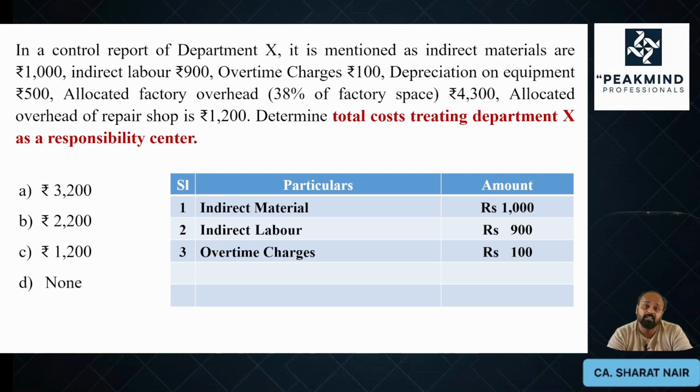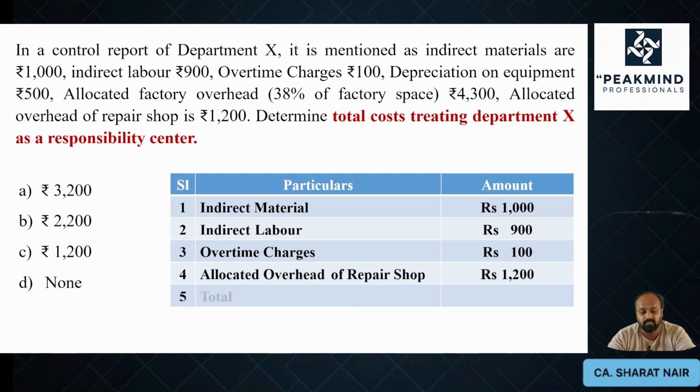Next, allocated factory overhead. It means what? Department X consumes 30% of factory space, irrespective of their volume of work. This cost will be there. So again, it is not in their control. So 4,300 shall be ignored. Then the overhead of the repair shop is 1,200. Here, what we need to understand is that the repair shop is a service department, and the share of the repair shop's expenditure, 1,200, is allocated to department X. Why would it have been allocated? Because that much department X would have consumed the services of the repair shop. So hence it shall be taken into consideration. Totaling all these things, I will get my responsibility center's cost, which will be 3,200. Hence option A is the correct answer.